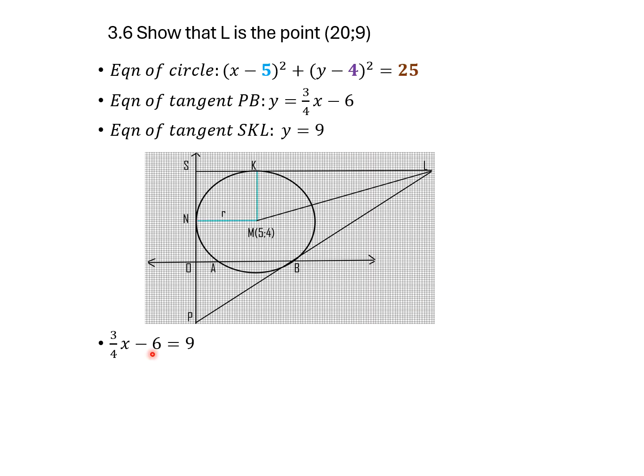Right? From there, if I take negative 6 over to the other side, 9 plus 6 gives me 15. And from there I'm going to say 15 times 4, which gives me 60, divided by 3, which would then give me 20. So you see 15 times 4, I'm always multiplying the denominator across in the equation, and I divide by the numerator. So 15 times 4 divided by 3 gives me 60 over 3 equals 20. So x equals 20, therefore L is 20 and 9. Alright, so I hope you follow how I got that.